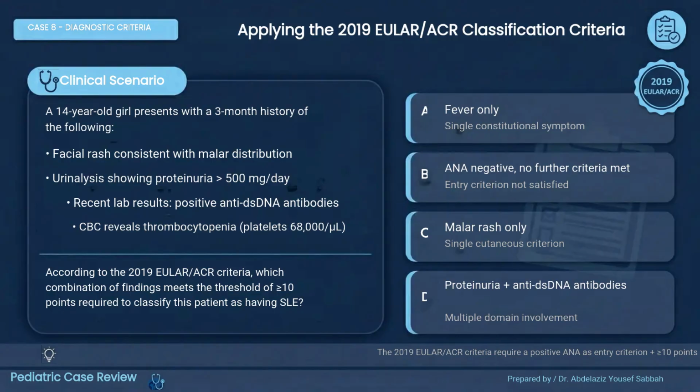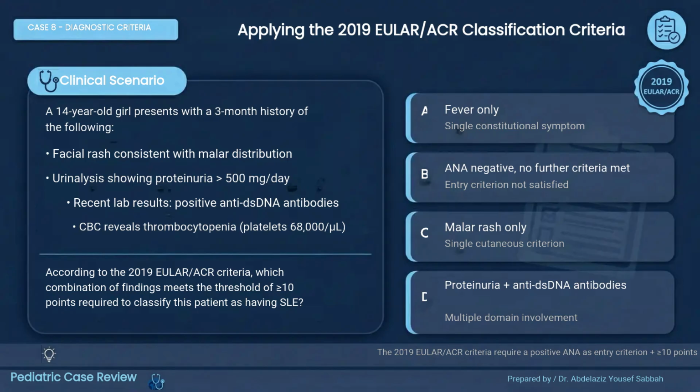Case 8. A 14-year-old girl presents with a 3-month history of facial rash consistent with malar distribution, urinalysis showing proteinuria greater than 500 milligrams per day, positive anti-double-stranded deoxyribonucleic acid antibodies, and complete blood count revealing thrombocytopenia with platelets of 68,000 per microliter. According to the 2019 European League Against Rheumatism and American College of Rheumatology criteria, which combination of findings meets the threshold of 10 or more points required to classify this patient as having lupus?